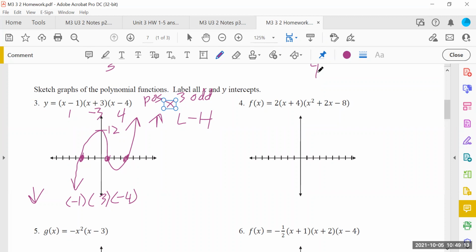All right, so again, the homework 1 through 13 odd. We're going to do 15 through 18 tomorrow or Thursday. So eventually it'll be 1 through 13 odd and 15 through 18. You can do the other ones for extra credit.